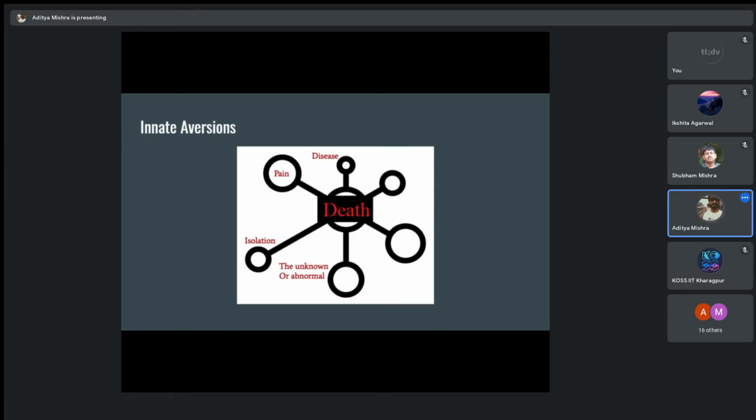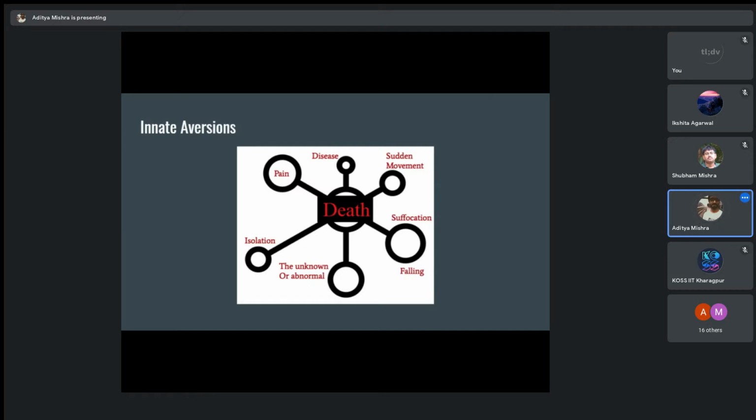The next innate aversions are disease and sudden movement, which triggers our fight or flight sensation in our bodies. A lot of crappy horror movies depend on sudden movement, which can also be called jump scares. Next, suffocation, which is in general limiting the amount of oxygen that reaches your brain, which causes the sensation of drowning.